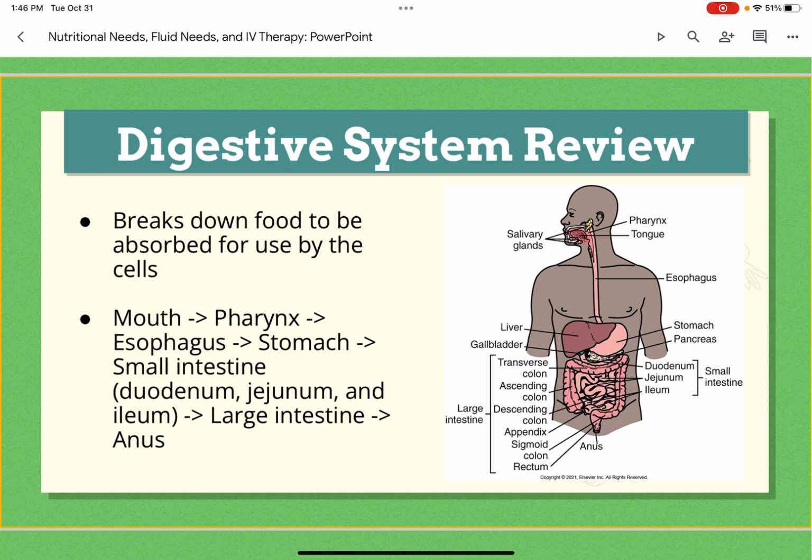The pharynx is a muscular tube. Contraction of the pharynx pushes food into the esophagus. The esophagus is a muscular tube about 10 inches long that extends from the pharynx to the stomach. Involuntary muscle contractions called peristalsis move food down the esophagus through the GI tract.